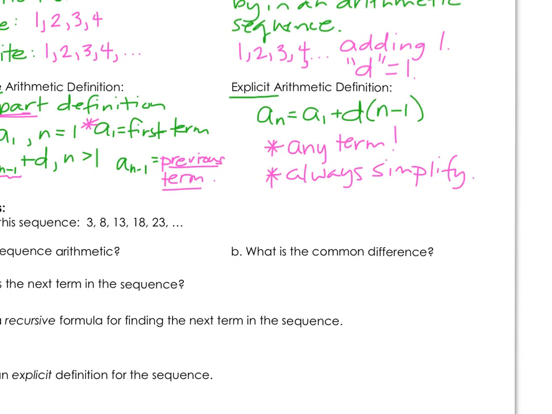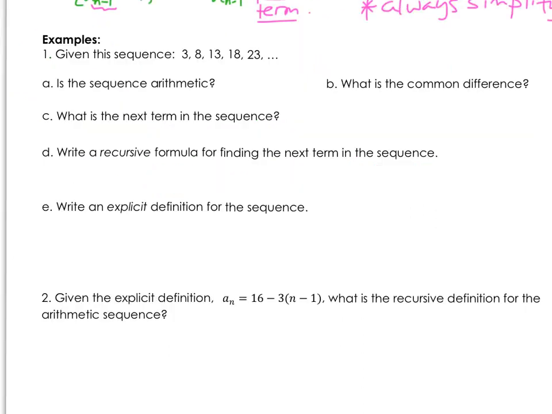The other formula that we can use to create an arithmetic pattern or sequence is called the explicit arithmetic formula. This formula is much more efficient. A sub n equals a sub 1 plus d times n minus 1. There are no subscript values on this one other than the a sub n and the a sub 1. You can use this formula to find any term in your sequence. If you know a sub 1 and you know d, you literally just plug them into this formula and simplify. Let's take a look at a few examples.